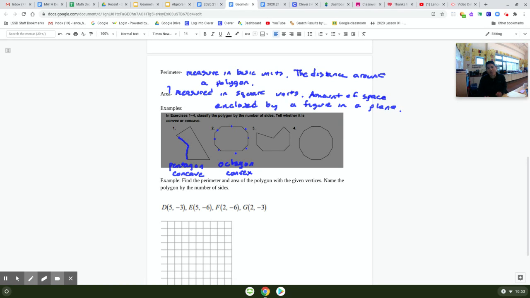But I want to find the perimeter and area of that polygon with the given vertices. So I'm going to graph the polygon. I'm given 4 vertices, so the polygon should have 4 sides. I'm going to plan ahead: (5, -3), (5, -6), (2, -6), (2, -3). I'm looking at all the points there.